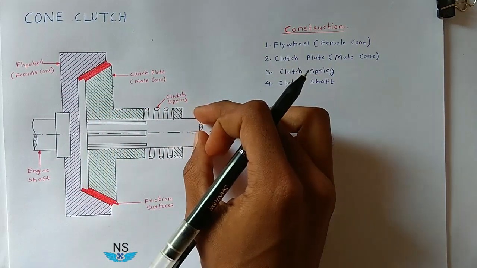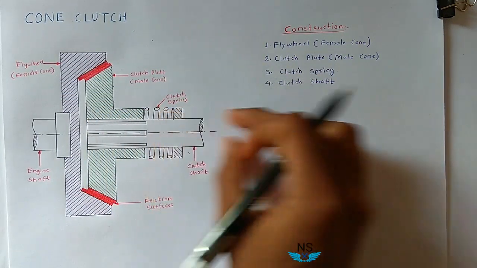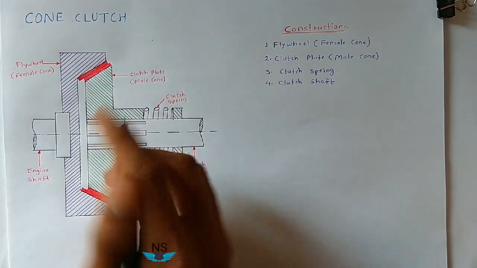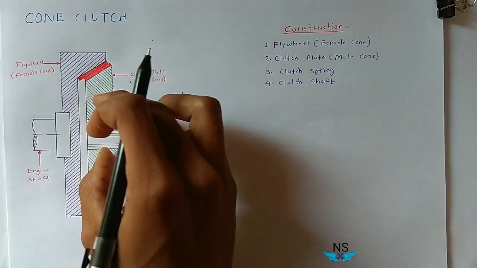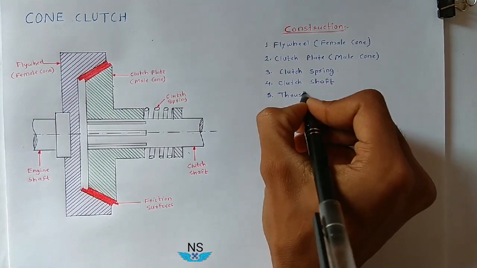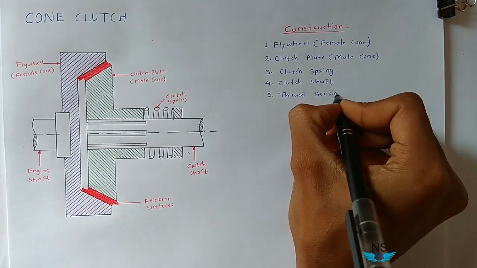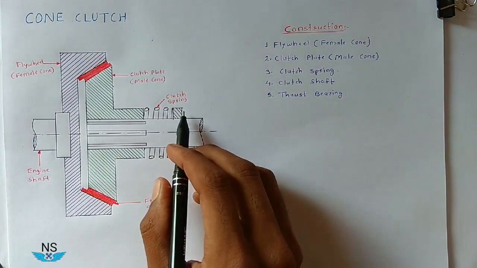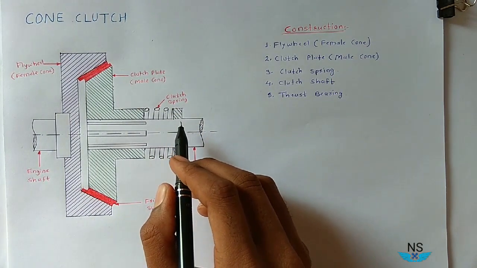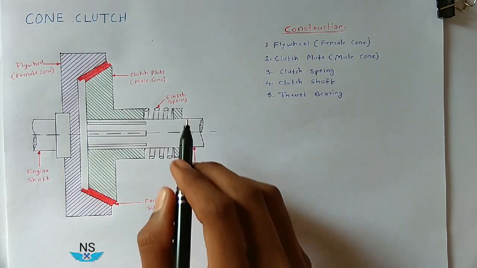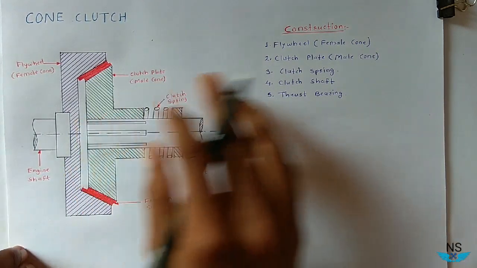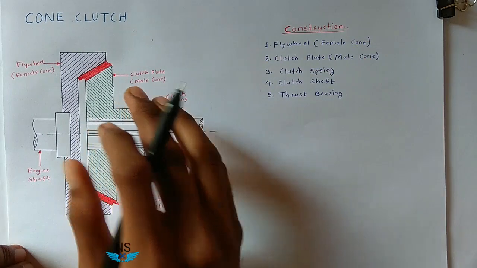Now fourth one is clutch shaft. So this is the clutch shaft. It is connected to input shaft of the gearbox, and a clutch plate is mounted on this clutch shaft, and it is splined near the clutch plate. Now fifth part is thrust bearing. So thrust bearing takes care of axial load which comes during sudden release of the clutch spring.